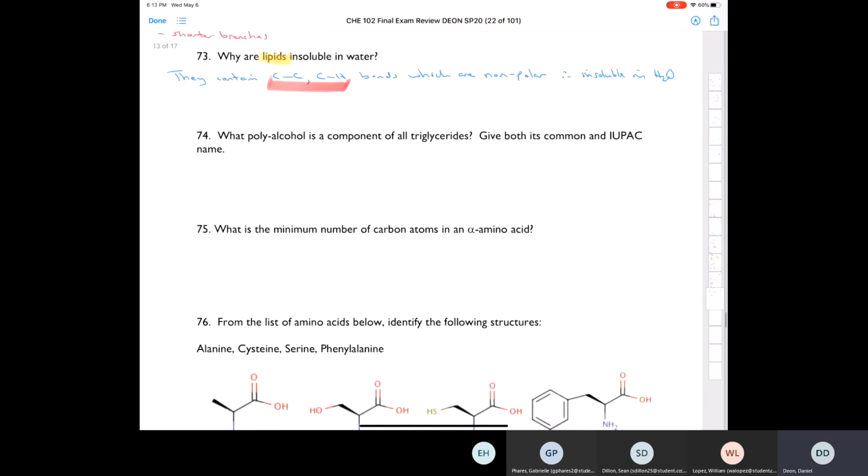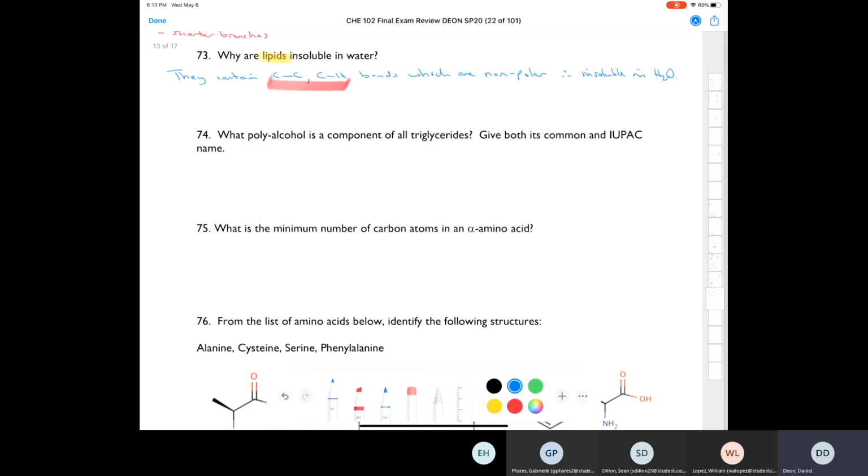The next one says, what is the polyalcohol component of all triglycerides? This wasn't meant to be a tricky question or anything. I'm not a huge fan of this question, polyalcohol. Does anybody know what I'm getting at? Maybe I think the question's tougher than it is. What polyalcohol is found in all triglycerides? We looked at it tonight.